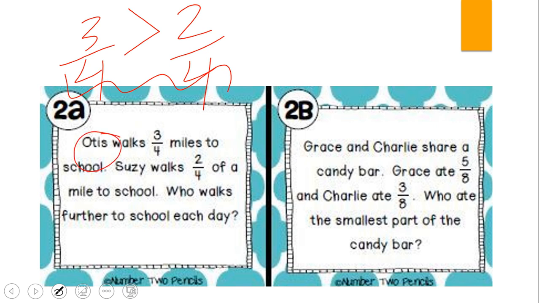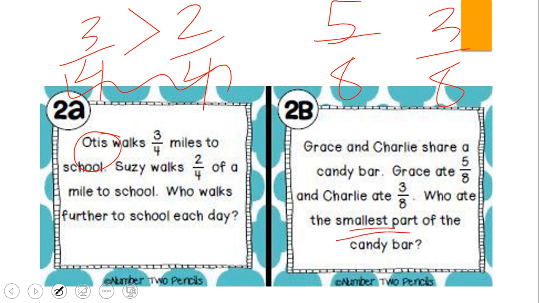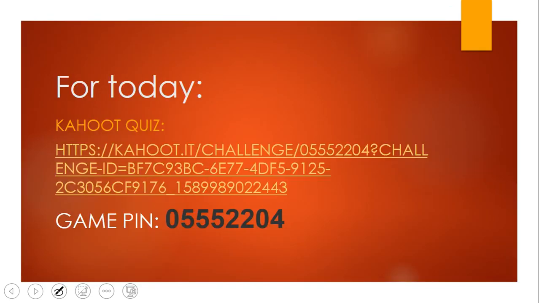Okay, now 2B shows that you have to read it really carefully. So Grace and Charlie share a candy bar. Grace ate 5/8, okay, that's nice, and Charlie ate 3/8. Who ate the smallest part of the candy bar? So please make sure that you are reading the questions carefully, because you might get into the habit of being, oh, who walked the most? Which one's the biggest? But what we want to do is say who had the smallest, okay? So please just make sure that you're reading the questions super carefully, all right?